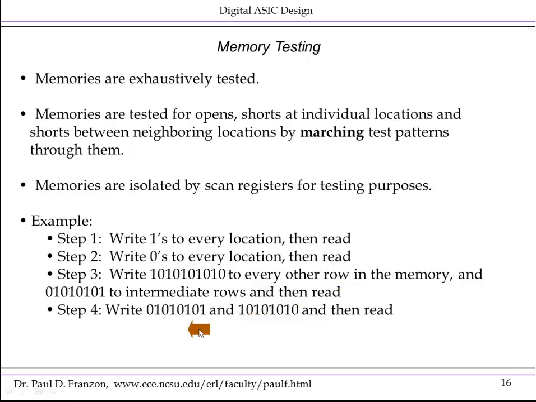We then write in the reverse pattern, say 0 1 in the even rows and 1 0 in the odd rows, alternating the pattern in step 3, that is alternating the checks on the checkerboard, and then read those out to see if they're correct. Quite often there are additional test steps to detect additional types of faults, such as bit line faults, but we're not going to cover these in these particular notes. So that's generally how memories are tested, and again, quite often there's a test controller attached to each particular memory in order to do this testing.